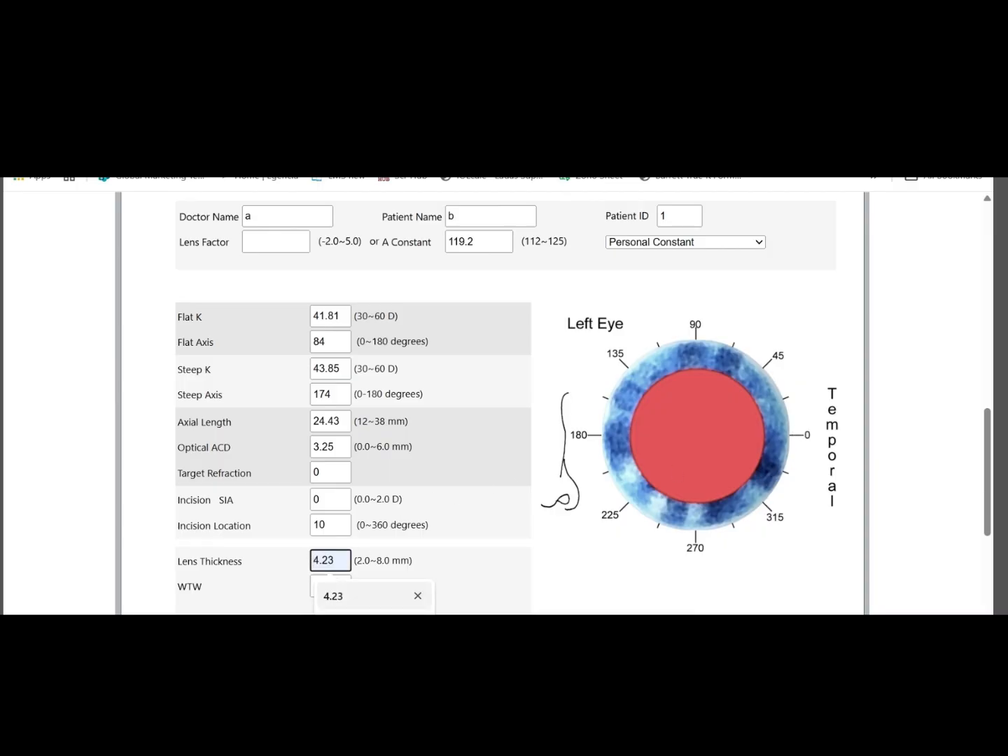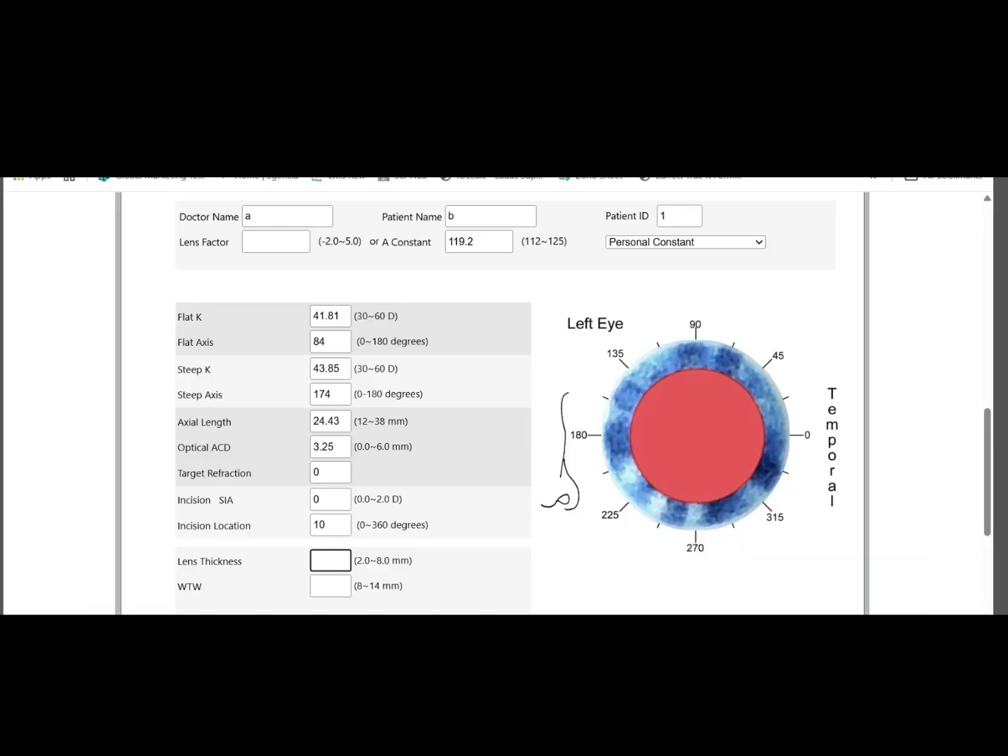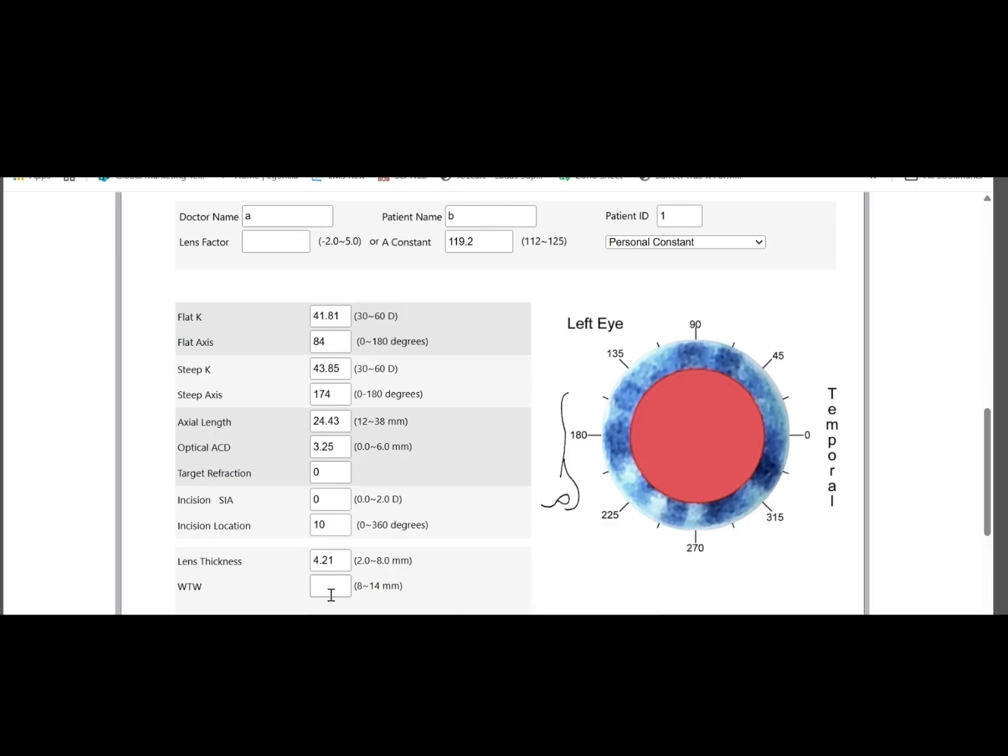So how much is the lens thickness? Lens thickness is 4.21, so we will put the lens thickness here. That means the human crystalline lens thickness, the cataract lens, is 4.21, and the white to white is 12.30.